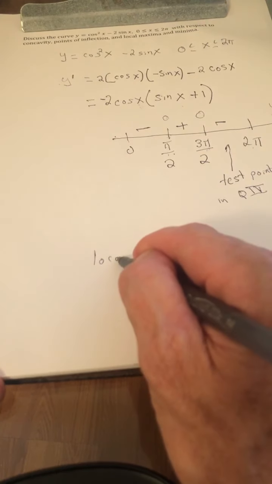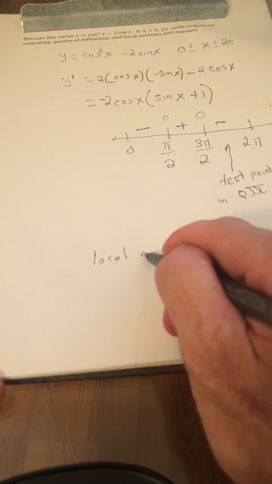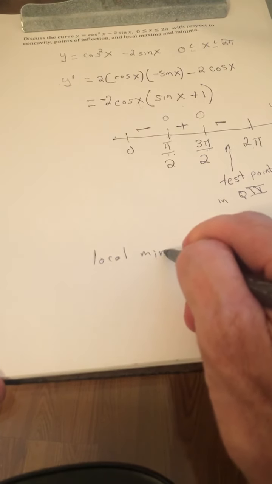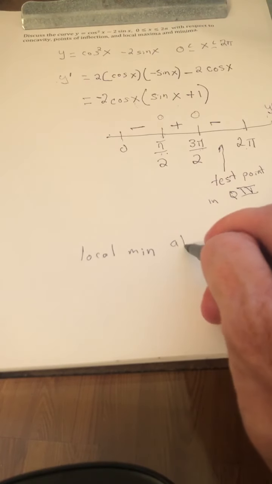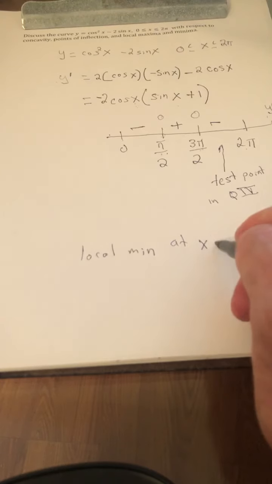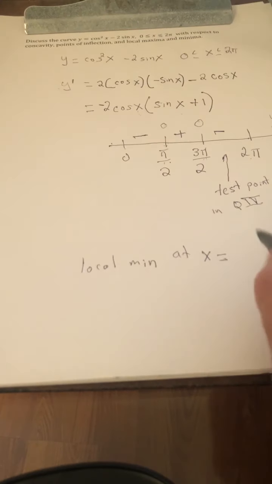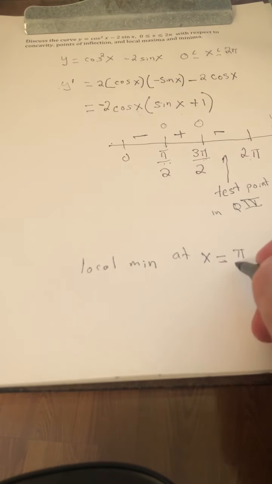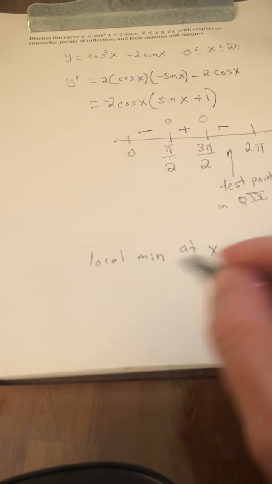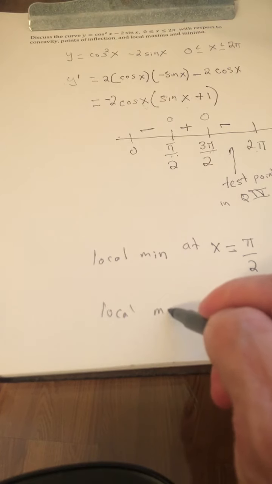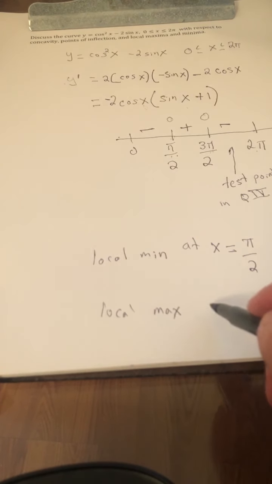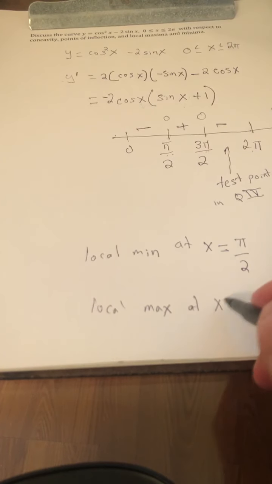a local minimum at x equals pi over 2 and a local maximum at x equals 3 pi over 2.